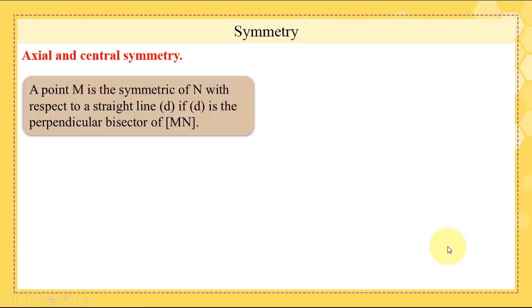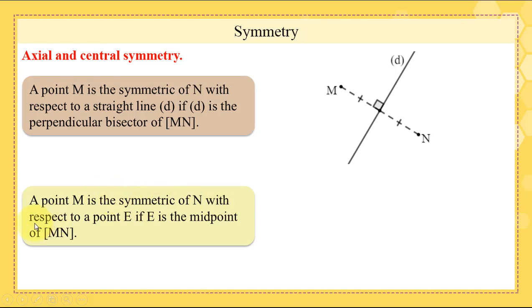Let's recall axial and central symmetry. A point M is the symmetric of N with respect to a line D if the line D is the perpendicular bisector of MN. This is axial symmetry with respect to a line. A point N is the symmetric of M with respect to a point E if E is the midpoint of MN. This is central symmetry or symmetry with respect to a point.